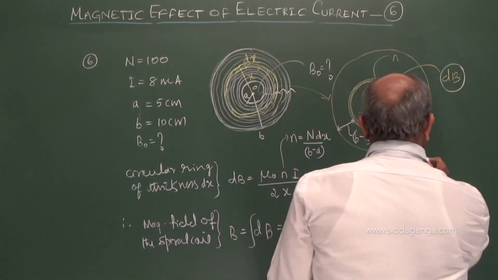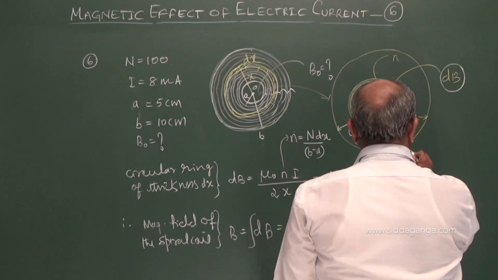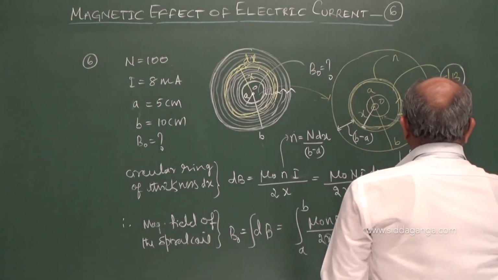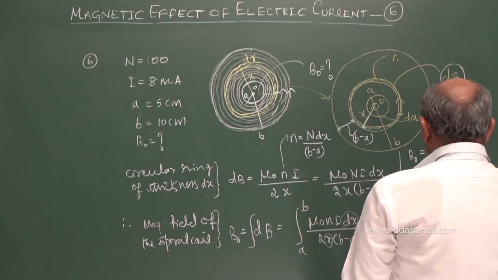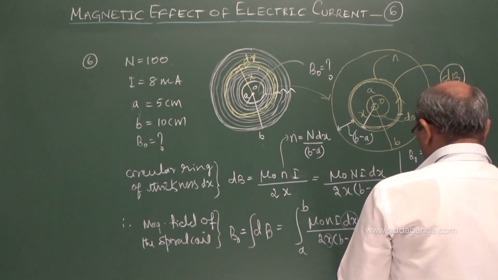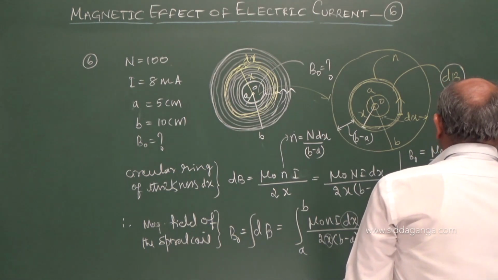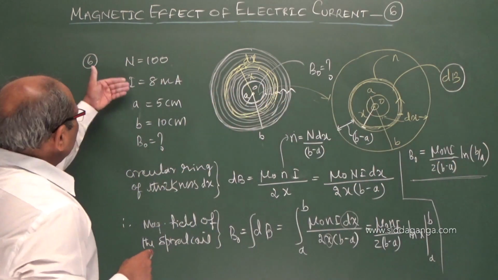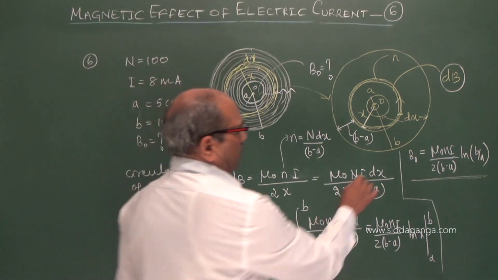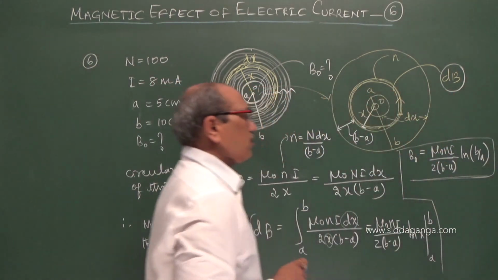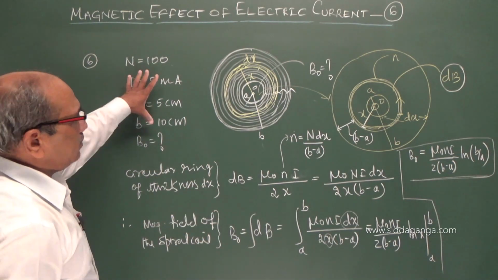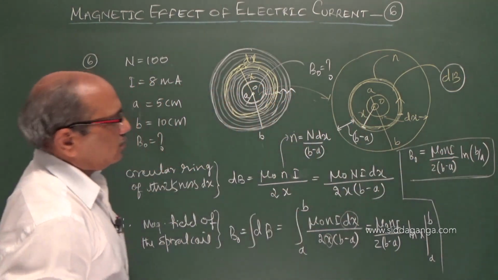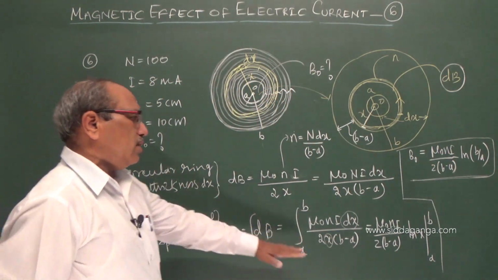If I simplify that, you will get the answer B naught at the center. B naught at the center is mu naught n i upon 2 into b minus a into ln b by a. This is the present answer. So we have to substitute the values to get that. However, I got a relation of what it must be. If I substitute the values given in this data, I will get the value of B naught. Before that, I hope you followed how we arrived at this.